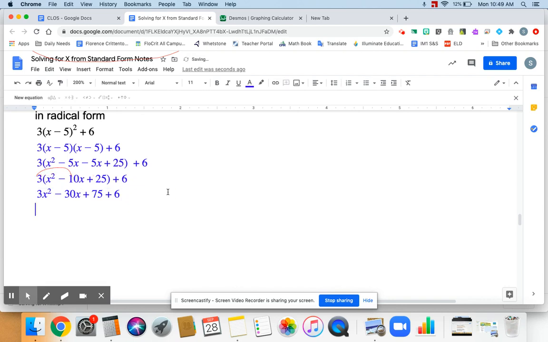And then finally, I have to combine like terms one more time. So this is only 3x squared. These are the only x's, and it's negative 30. But I have plus 75 plus 6. And 75 plus 6 is going to be 81. So now we are in standard form. Are we done?